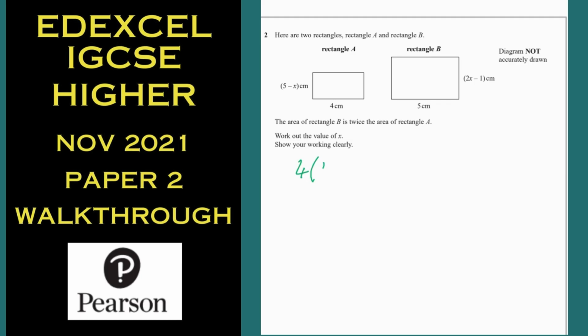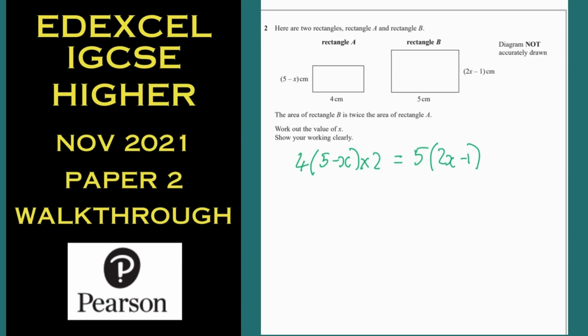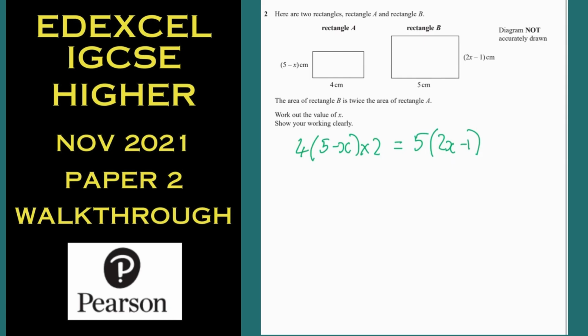No rush. 5 minus x. So that is the formula, however you want to call it, the expression for rectangle A. The area of rectangle B is twice, so we need to double that to get the area of B. And now it's a case of expand and solve. You've set up the equation.